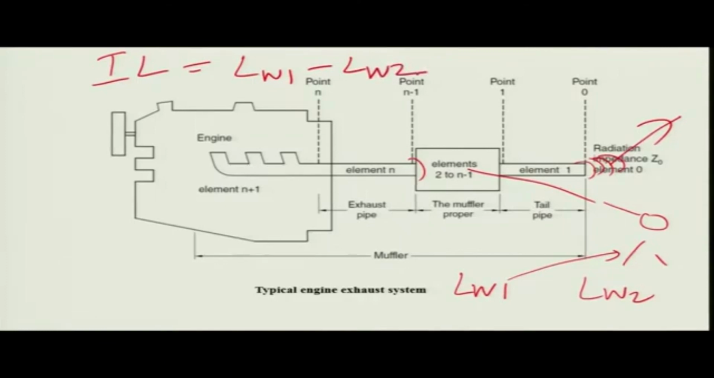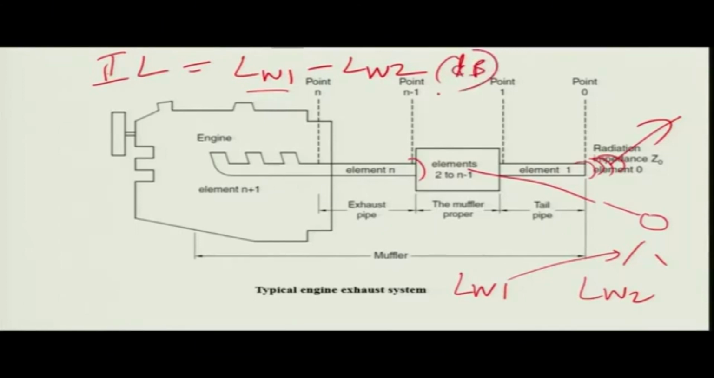When the muffler is not there, it produces a certain power LW1, and when the muffler is put on, it is doing what it is supposed to do, then it produces a different acoustic power level, and that is given by LW2. So, the difference of that is called insertion loss, LW1 minus LW2. All right. This of course is measured in dB.